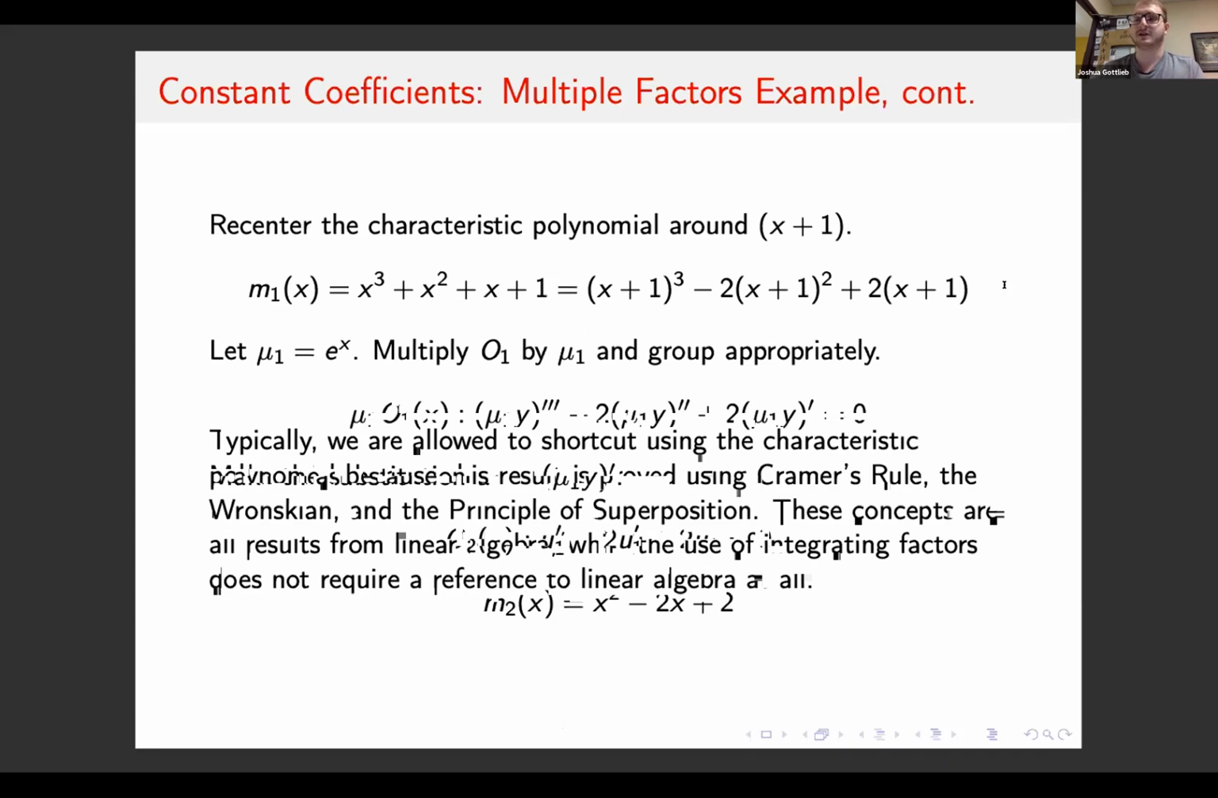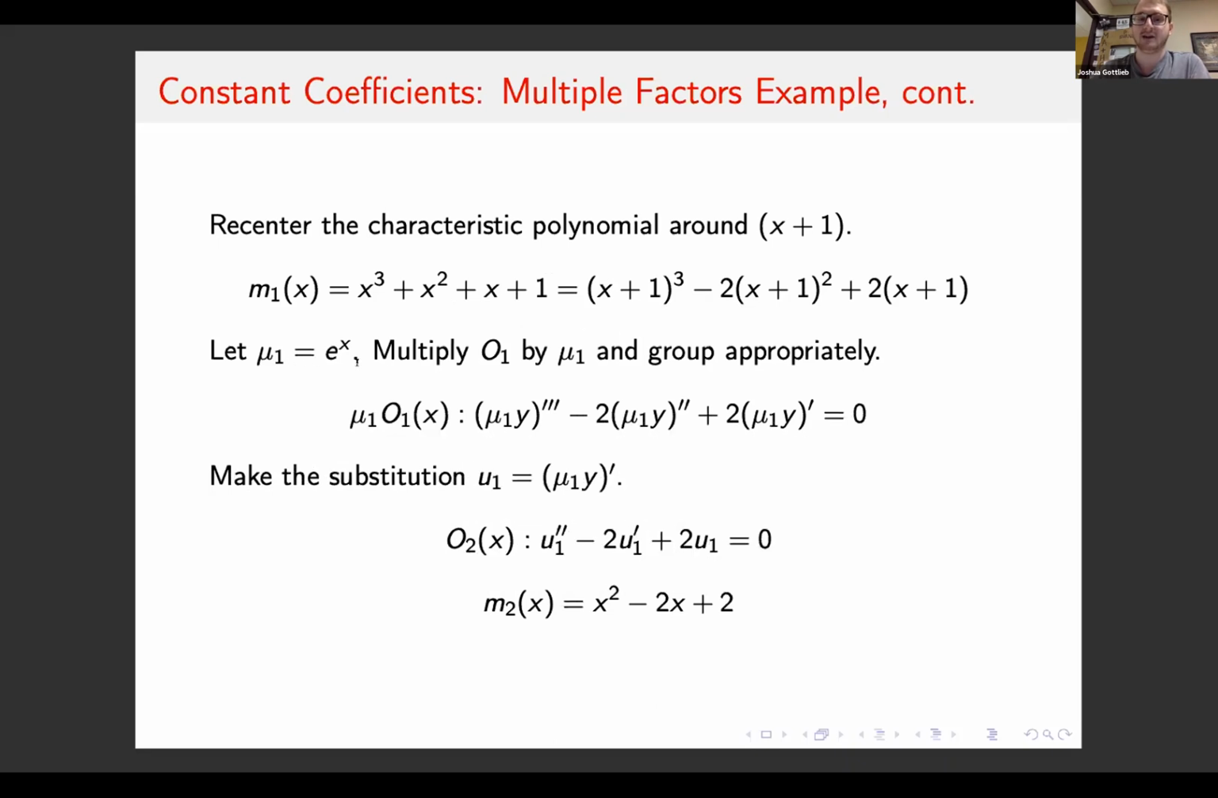So what we're going to do is recenter our characteristic polynomial around one of the roots. I've chosen the root x plus 1. So we recenter it to be (x plus 1) cubed minus 2 times (x plus 1) squared plus 2 times (x plus 1). This means we have a linear combination of powers of x plus 1. So we can use the integrating factor mu1 equals e to the x. And we multiply our differential equation by mu1 and group appropriately into product derivatives.